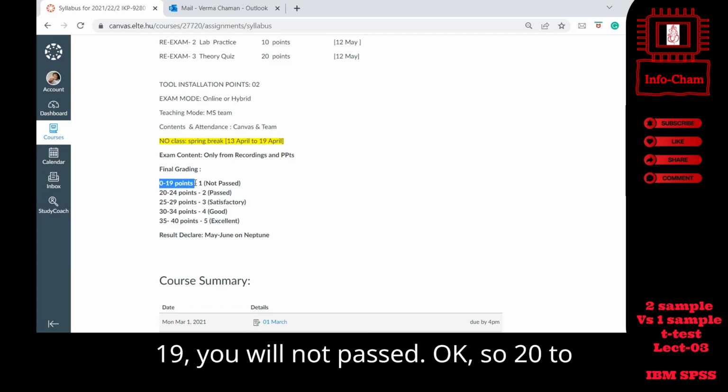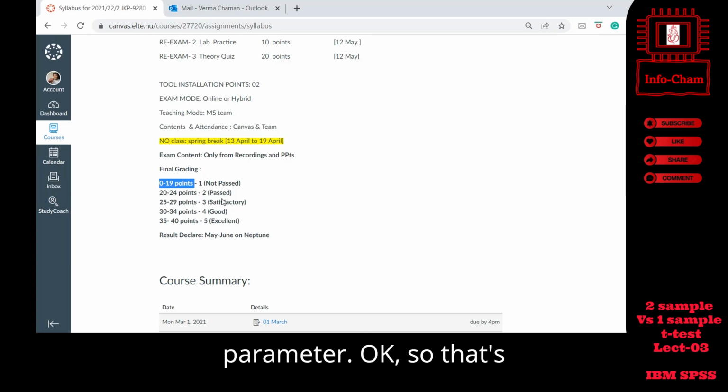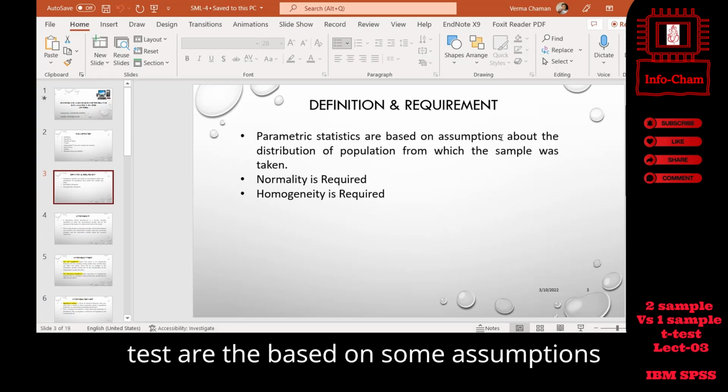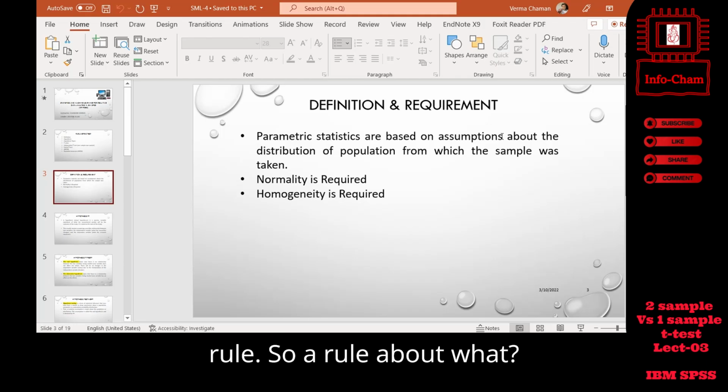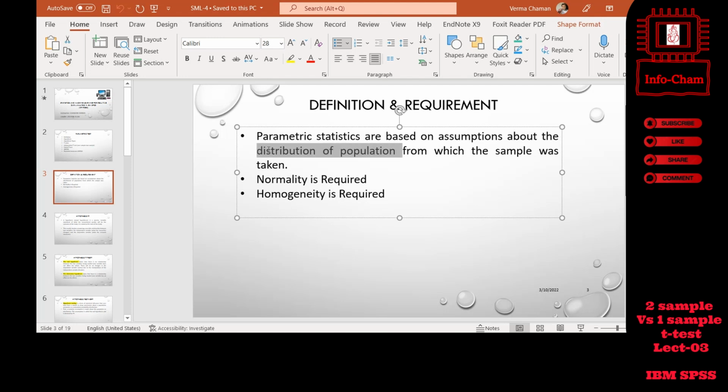0 to 19, you have not passed. Okay, so 20 to 24 means you have passed. So have a look, I have decided some parameters. That's why we can say in statistics parametric tests are based on some assumption rules. A rule about what? Okay, the distribution of the population, right?